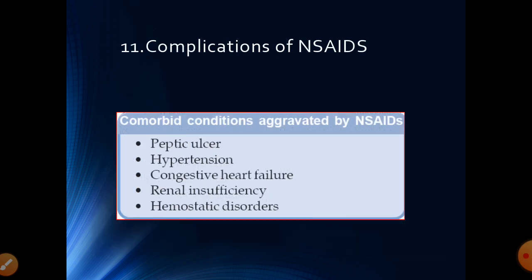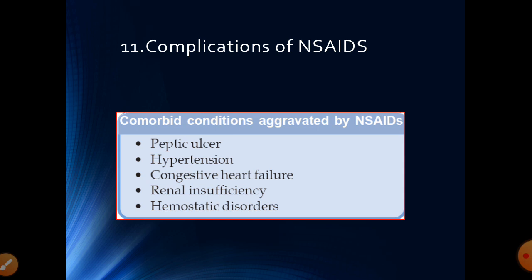Next is complications of NSAIDs. Here it is given comorbid conditions aggravated by NSAID. What does comorbid mean? Actually, when a specific drug is given, it shows a specific physical condition or a psychological change. But when it is not only providing a single condition, it adds on another condition also. That is, एक इफेक्ट के साथ वो दूसरा इफेक्ट भी दे रहा है, मतलब एक से ज़्यादा इफेक्ट प्रोड्यूस कर रहा है एक के बाद, तो ये कॉमॉर्बिड कंडीशंस कहलाएंगी.